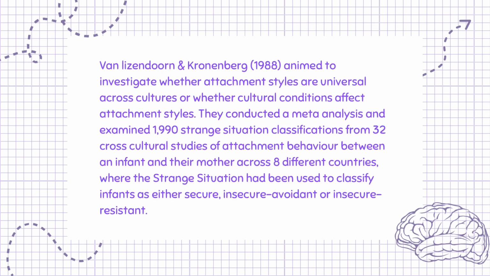Van Ijzendoorn and Kroonenberg, 1988, aimed to investigate whether attachment styles are universal across cultures or whether cultural conditions affect attachment styles. They conducted a meta-analysis and examined 1,990 strange situation classifications from 32 cross-cultural studies of attachment behavior between an infant and their mother across 8 different countries, where the strange situation had been used to classify infants as either secure, insecure avoidant, or insecure resistant.